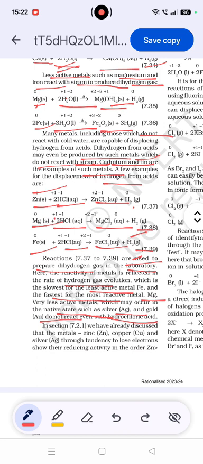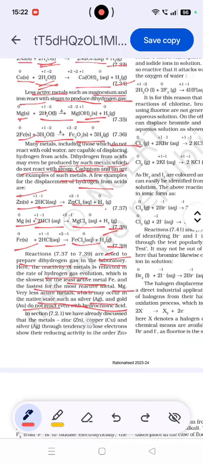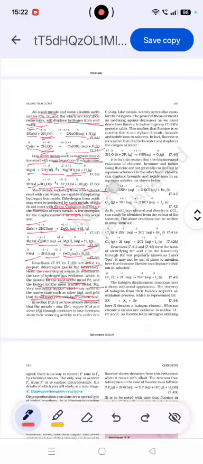So very less active metals which may occur in the native state such as silver and gold do not react even with the hydrochloric acid. So very less reactive metals do not react with the hydrogen in hydrochloric acid.